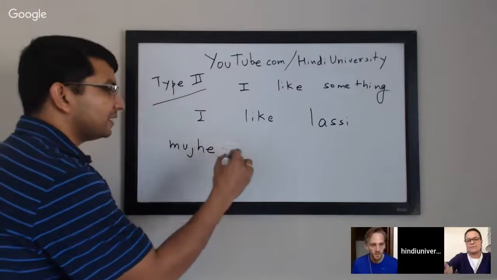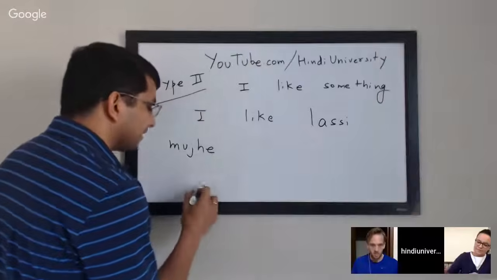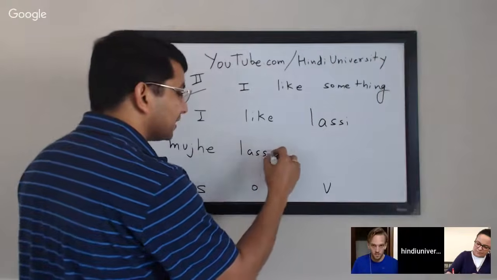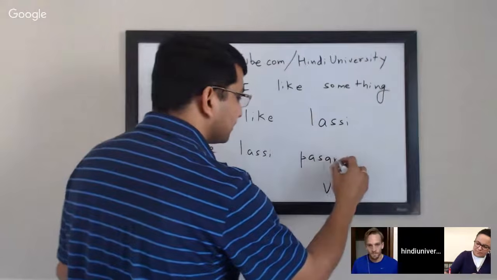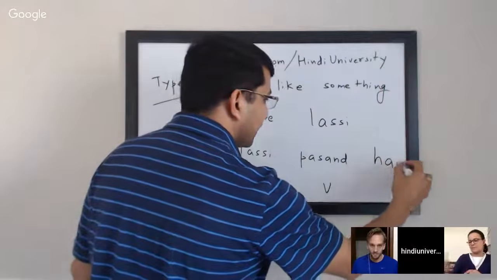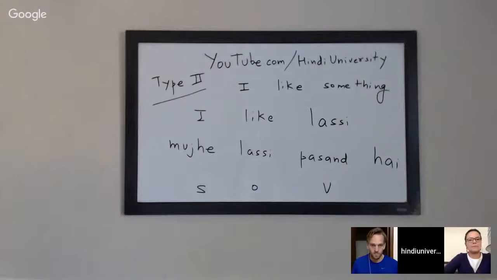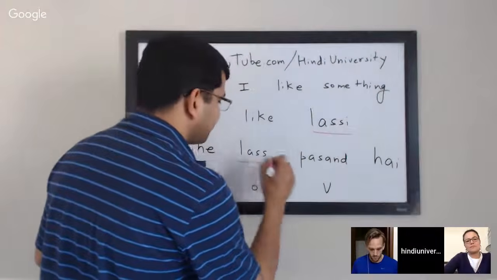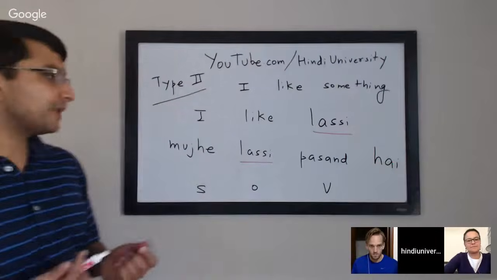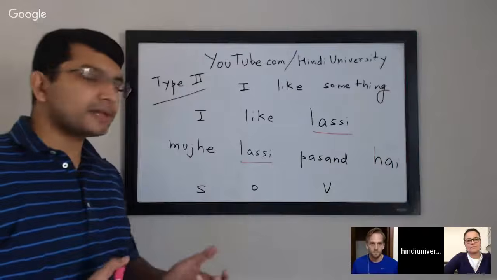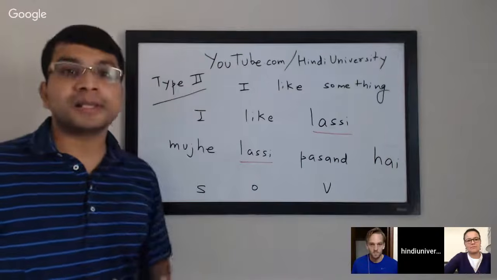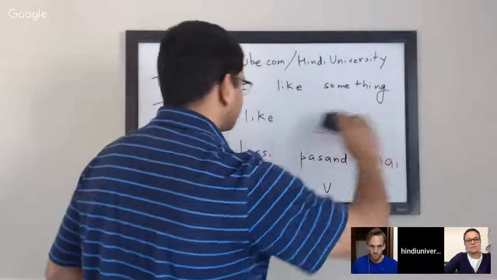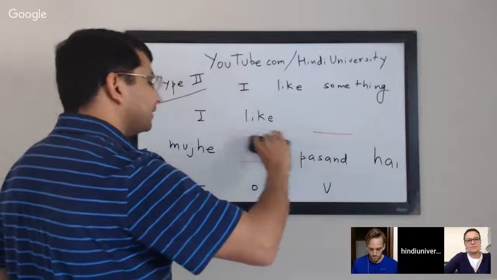So you can say mujhe, and as you know, Hindi is SOV, right? So you'll say mujhe, your object is lassi, and you are saying pasand, and then you're saying hai. Hai is the to be form of the verb. So essentially, the construct here is you will replace the object. Otherwise, the rest of the sentence remains the same. In this case, because Carl likes lassi, you're saying मुझे लस्सी पसंद है और मुझको लस्सी पसंद है. You can really replace it with anything you want, and the construct will be completely fine.